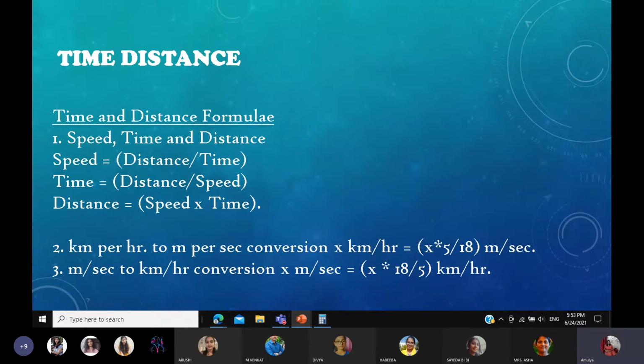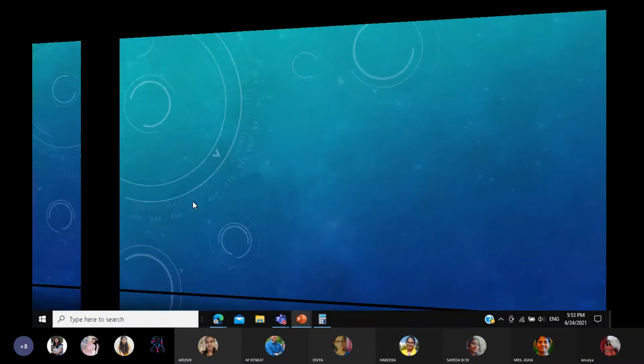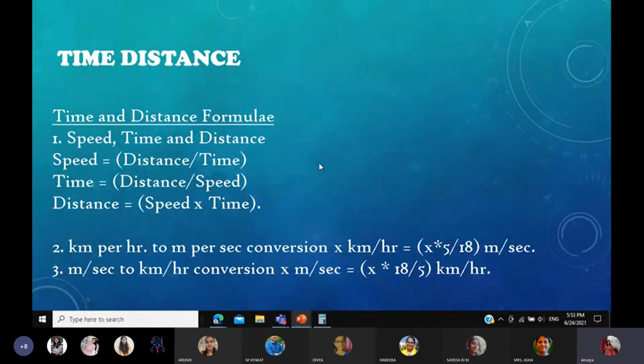Before we start time and distance, we have to know the formula. As everyone knows, speed is equal to distance by time, and we can rearrange those. And for kilometer per hour to meter per second, for x kilometers per hour, we have to multiply x by 5 and divide by 18 to find meter per second. And this is the conversion for kilometer per hour.